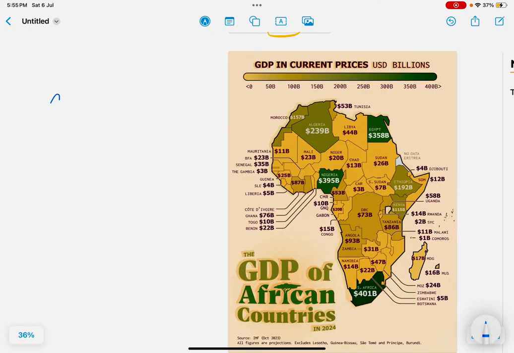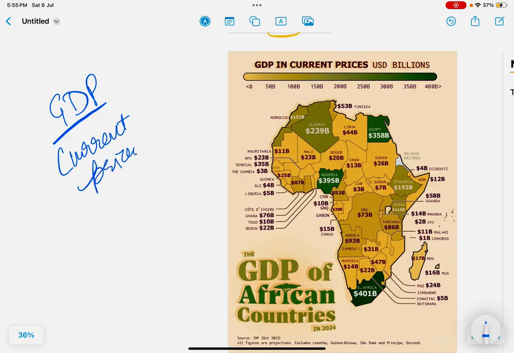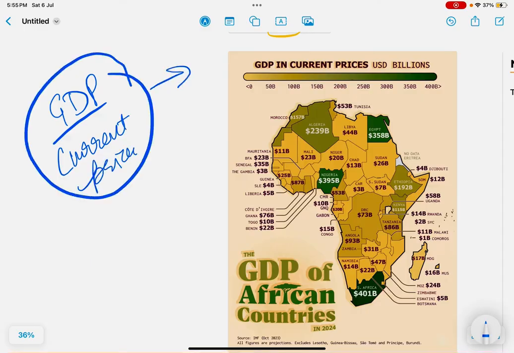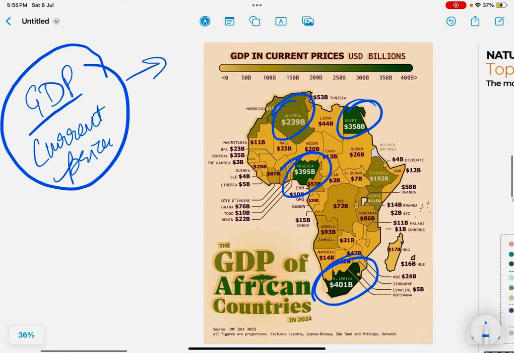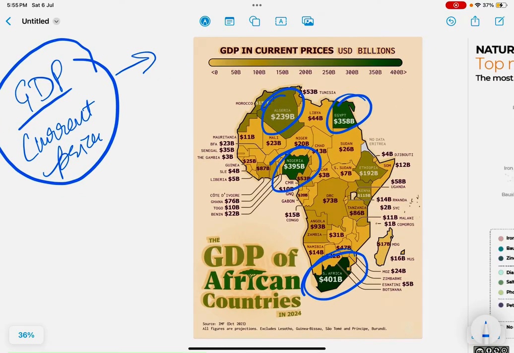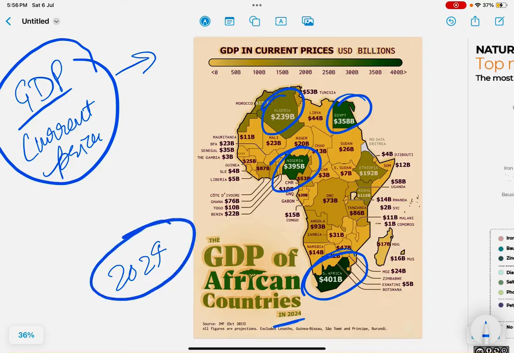So this is of the GDP at current prices. This is the map of African countries. So you can see South Africa, here Nigeria, here Algeria, here Egypt. All of these countries are relatively rich as compared with the other African countries, and the GDP number speaks. This is in 2024. This is the latest GDP figures, right?